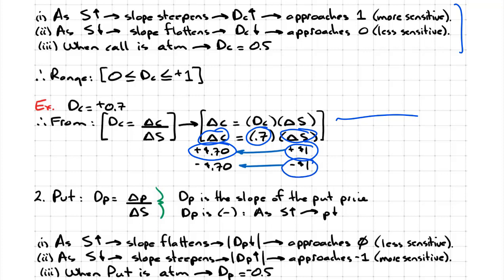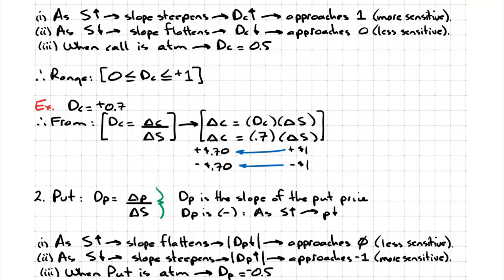On the other hand, if the spot price drops $1, then the call option value will drop by 70 cents. And again, that's why we say delta represents sensitivity of the call option to changes in the spot price.